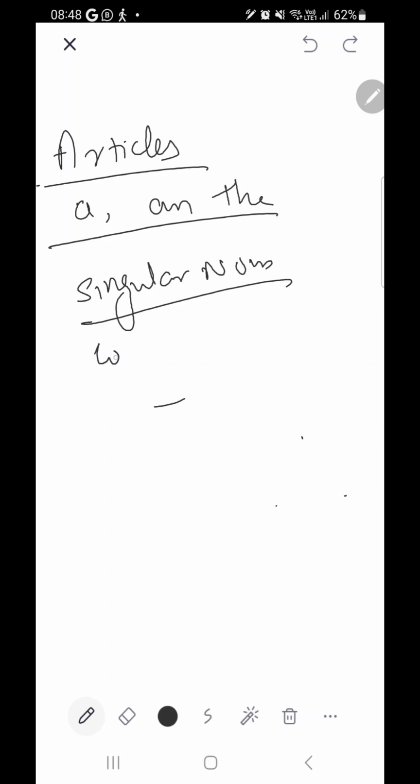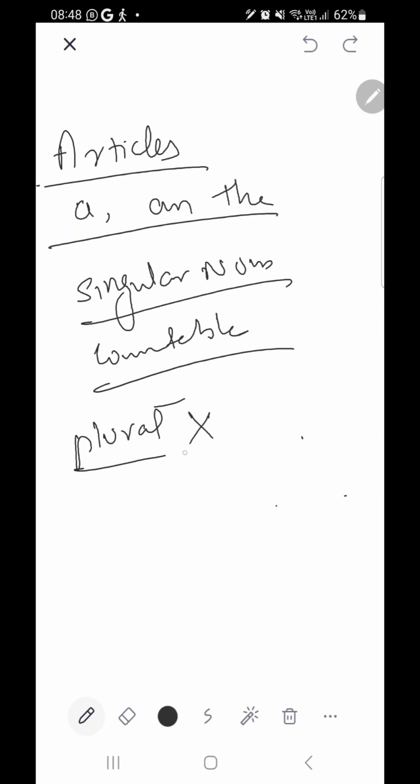So let's say indefinite articles a and an we have to use with a singular noun if it's countable. So we can use them with the singular noun. We should not use them with the plural. No article with plural.